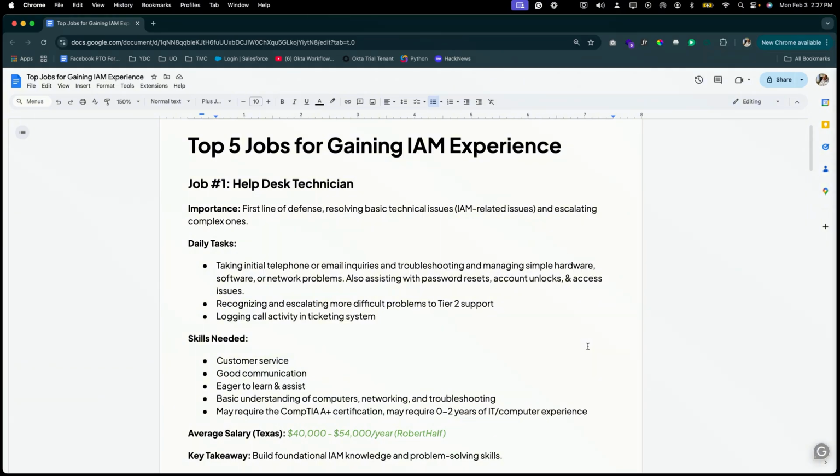The common skills needed for this job are great customer service, good communication, being eager to learn and assist, and a basic understanding of computers, networking, and troubleshooting. This job may require the CompTIA A+ certification depending on your organization. Some organizations make it a requirement while others don't. This role may require 0 to 2 years of IT or computer experience. The average salary in Texas for a help desk technician is about $40,000 to $54,000, according to Robert Half. The key takeaway for this job is you're building foundational IAM knowledge and problem solving skills.